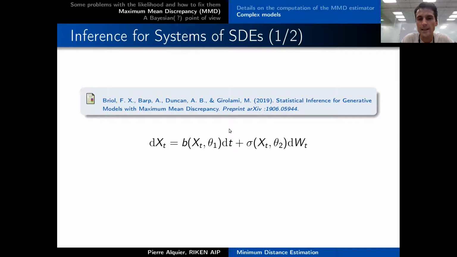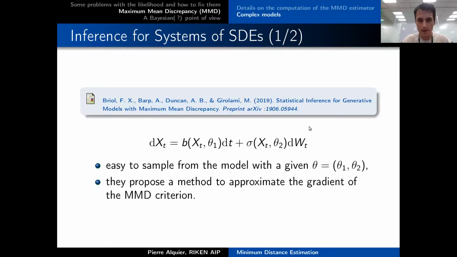Here the idea is that you have a small dimension parameter, but the objects that you observe are a little complex. Still, it's quite easy to sample if you know the function b. If you have some parameters θ1 and θ2, it's easy to sample from it. So in the end, they used the MMD criterion with stochastic gradient descent to optimize it.